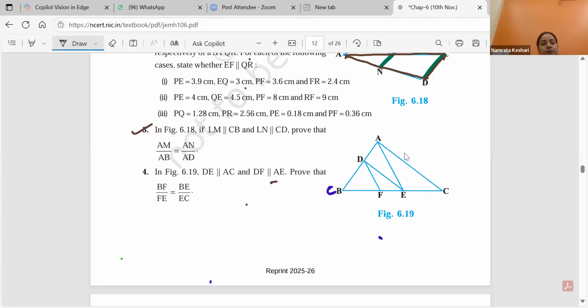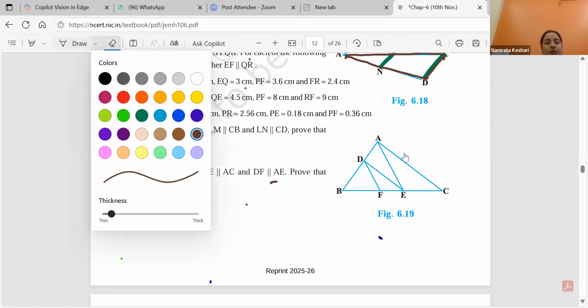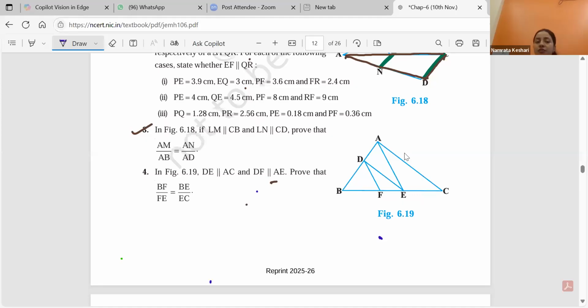Number 4. In figure 6.19, when the figure is given, half of the work is done for you, more than half of the work. In figure 6.19, parallel. Parallel means I will start searching for the triangle first. DE, where is DE? Let me highlight it. And AC.